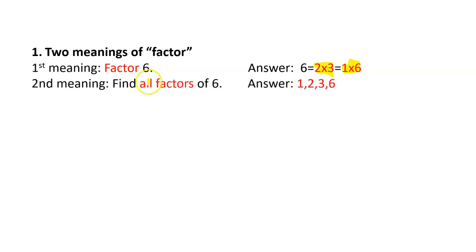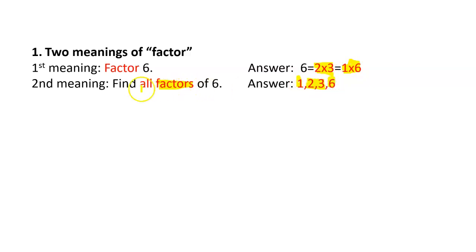But we can also use the word factor as a noun, as in find all factors of 6. In this second case, a factor of a number is a number that can go into 6. From the factoring process, if we can break down 6 as 2 times 3, that means 2 goes into 6 and 3 goes into 6. So we have these two numbers. And also, if we can break down 6 as 1 times 6, it means 1 goes into 6 and also 6 goes into 6.